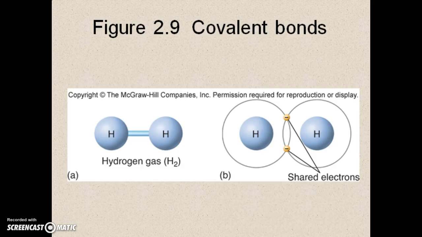Here's a great example of some covalent bonding. On the left, you can see two hydrogen atoms that are covalently bonded with each other to form hydrogen gas, or H2. On the right, you can see more of a space-filling electron orbital sharing model, where they've drawn in for you the two different electrons that are equally shared by this hydrogen atom and the hydrogen atom on the right.